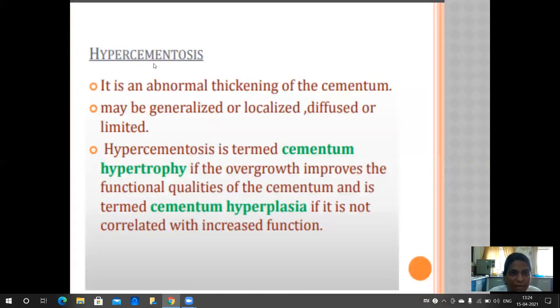First one is hypercementosis. It is an abnormal thickening of the cementum, which is present in the root portion of the tooth. It may be generalized or localized, diffused or limited. Hypercementosis is termed cementum hypertrophy if the overgrowth improves the functional qualities of the cementum, and is termed cementum hyperplasia if it is not correlated with increased function.